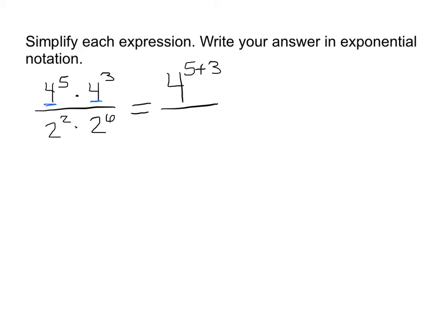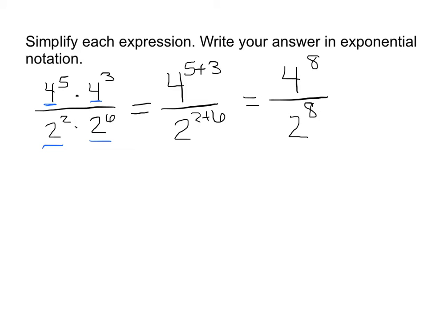I can use the same property again because I have these same bases. I have these common bases, so I'm going to keep my base and add my exponents. So let's simplify this expression. I have 4, and 5 plus 3 gives me 8. So I have 4 raised to the 8th in my numerator. And in my denominator I have 2 raised to the 2 plus 6, which is also 8.